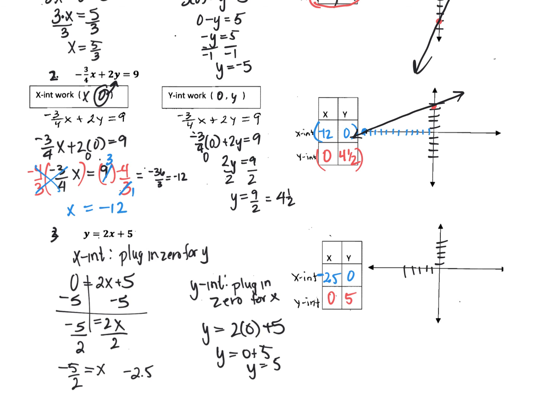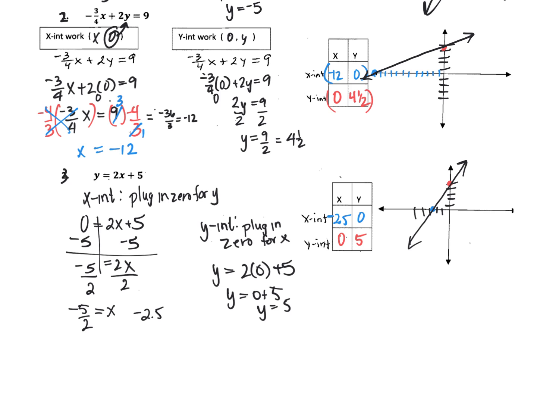So we have 0, 5, and negative 2.5, 0, so that's about there. Okay, notice I have a point on the x-axis, a point on the y-axis, and now I'm connecting them. The biggest mistake students make with the x and y-intercepts is they put them together as one point, and then they don't know how to draw the line. So you want to make sure you have one point on each axis. Make sure you're graphing it correctly. And that is your x and y-intercepts graphing.